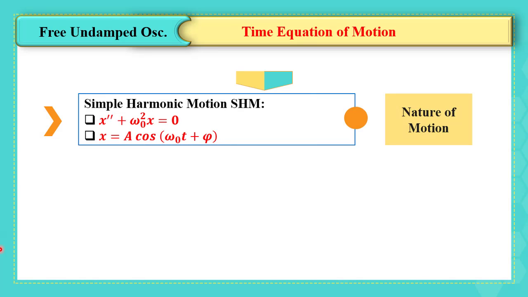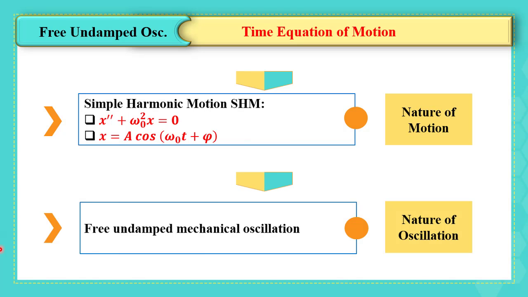It is important then to know that to define the nature of motion, we say it is a simple harmonic motion if the differential equation has the form x double prime plus omega 0 squared x equals 0, or even if the time equation is given as a cosine omega 0 t plus phi or a sine omega 0 t plus phi. But if they ask about the type of oscillations, the answer should always be free, undamped mechanical oscillation in this situation.